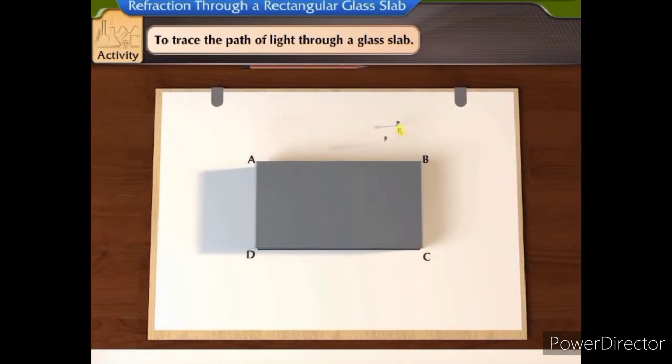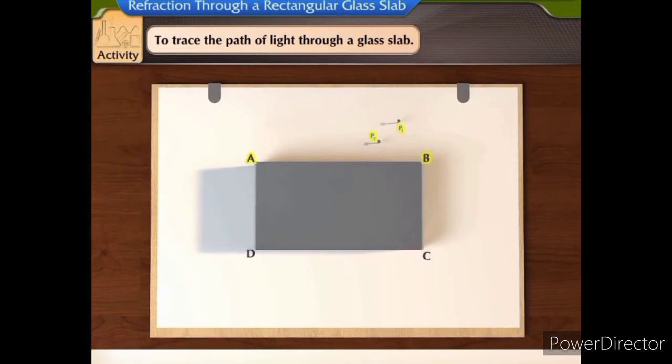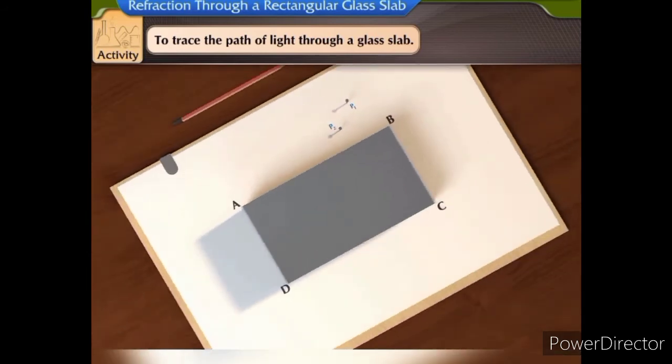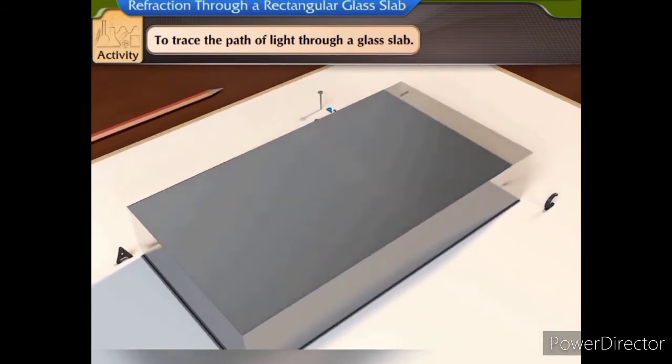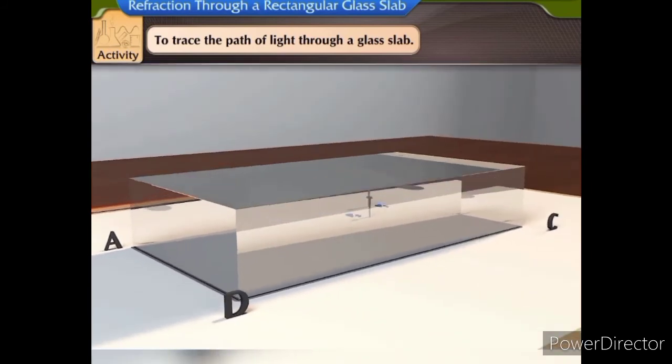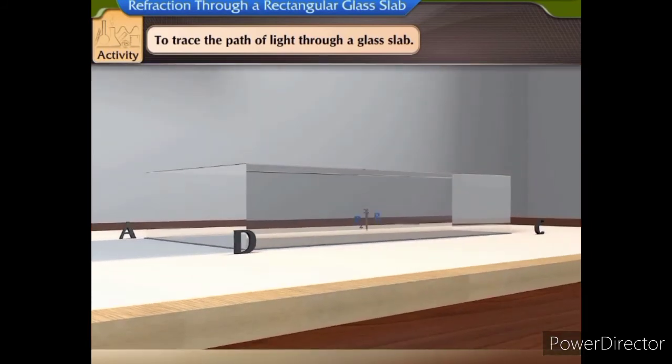Fix two pins P1 and P2 about 5 cm away on the side AB of the glass slab in such a way that the pins are vertical and the line passing through P1 and P2 meet the glass slab obliquely. Observe these pins through the glass slab from the opposite side DC.